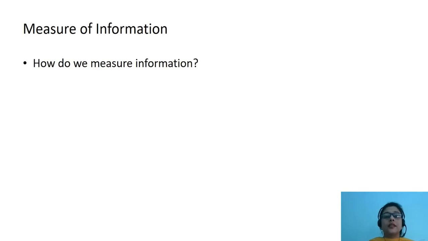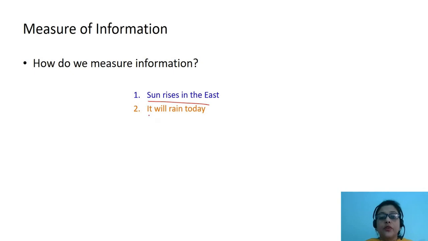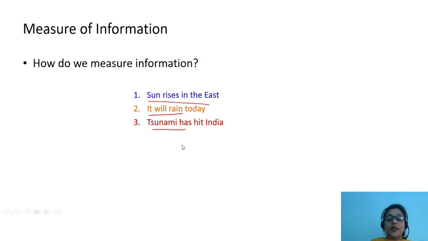Next, let us understand what is the measure of information. In order to understand the measure of information, let us look at a few statements. I am writing, sun rises in the east. This is the first statement. The second statement is, it will rain today. And the third statement is, tsunami has hit India. From these statements, can we say which has the highest probability of occurrence? We can assume that they are all events that are occurring.